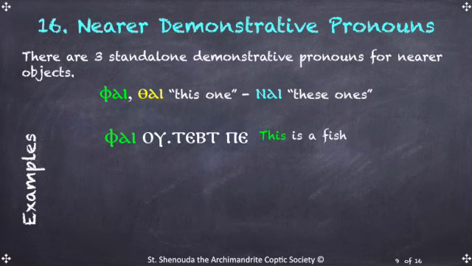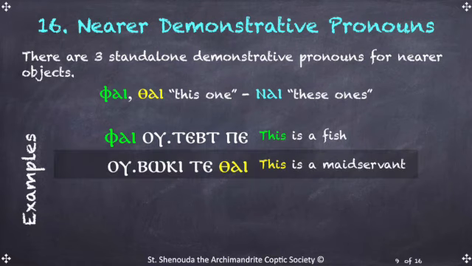Phi u tet pe. This is a fish. Voki te tai. Remember, in the 3-member nominal sentence, the order of the predicate and the subject can be mixed around without changing the translation in English. So in this case, this would be this is a maid servant, even though tai is at the end of the sentence in Coptic.